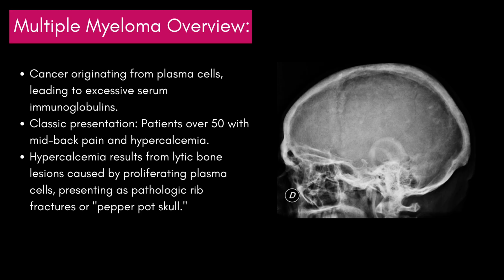Let's start by taking a look at an introductory overview to multiple myeloma. The basic definition centers around cancer originating from plasma cells, leading to excessive serum immunoglobulins. Classic presentation: patients are typically over 50 with mid-back pain and hypercalcemia. Hypercalcemia results from lytic bone lesions caused by proliferating plasma cells, presenting as pathologic rib fractures or pepper pot skull.